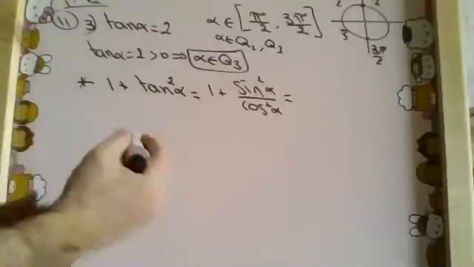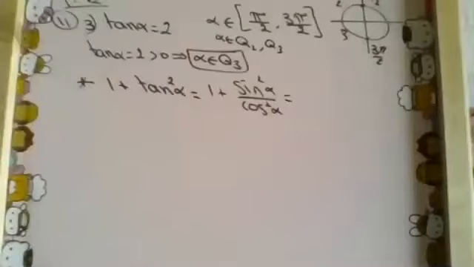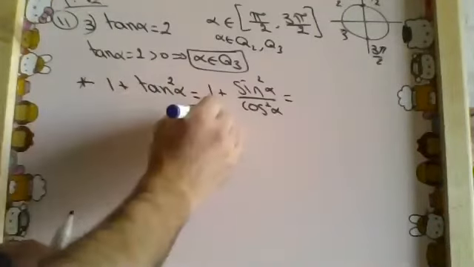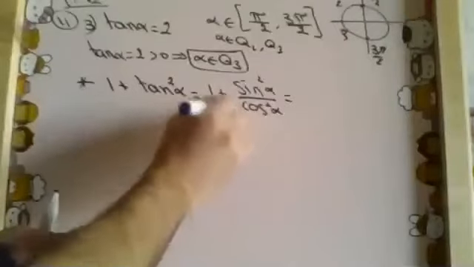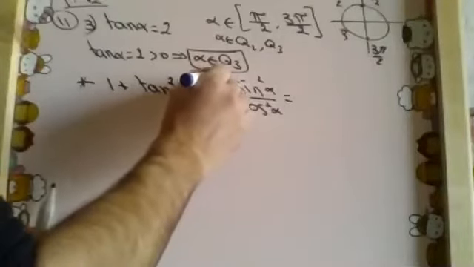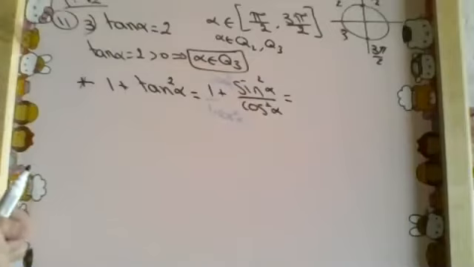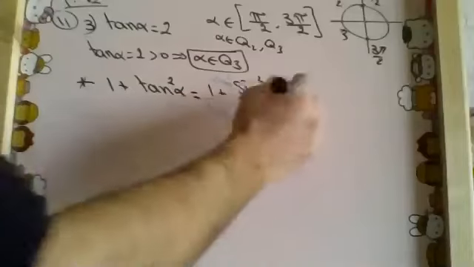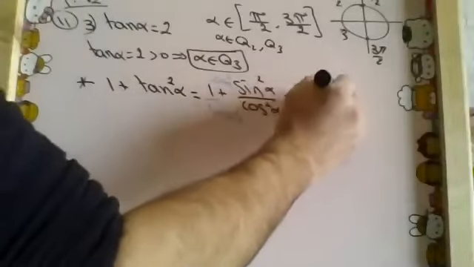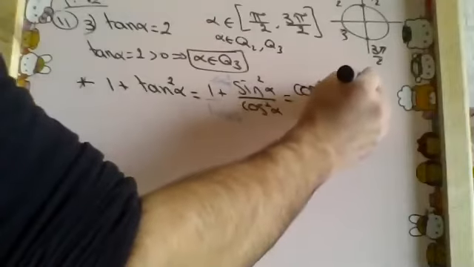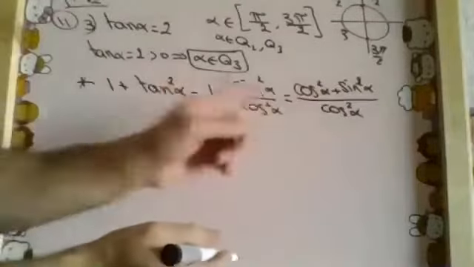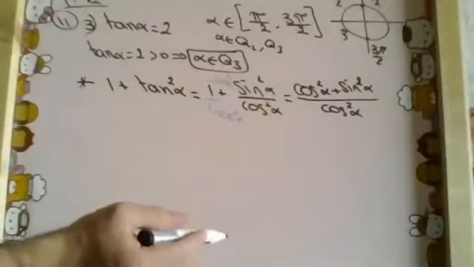Okay. Now to simplify this, take common denominator. So it is equal to, here we have over 1. Multiply by cosine squared alpha, and here also multiply by cosine squared alpha. Common denominator. So it will be equal to cosine squared alpha plus sine squared alpha over cosine squared alpha.